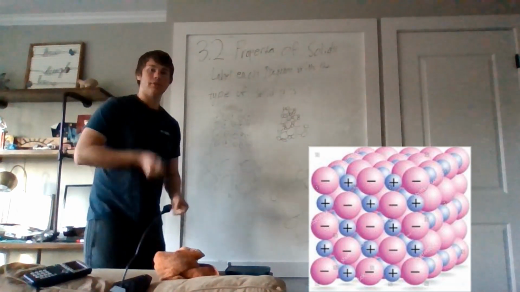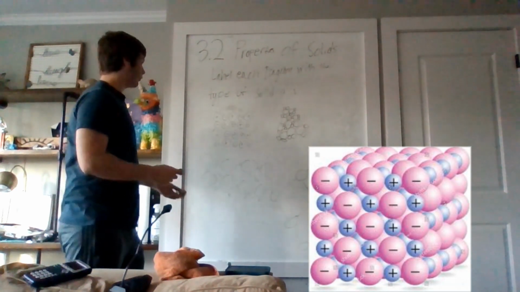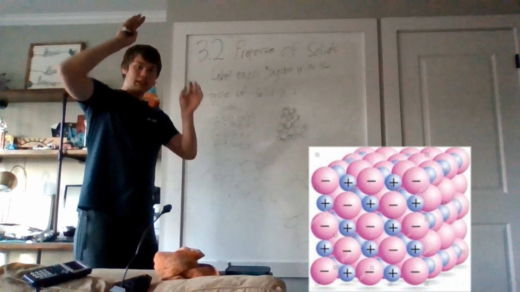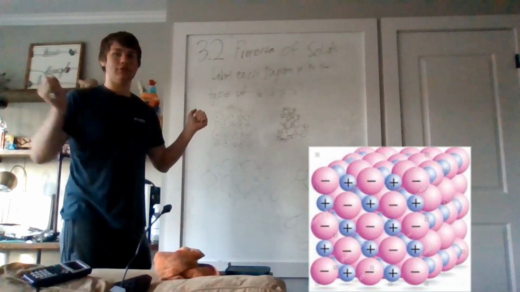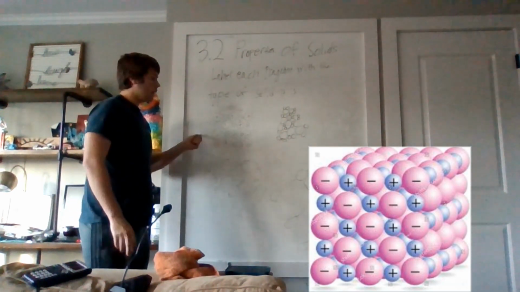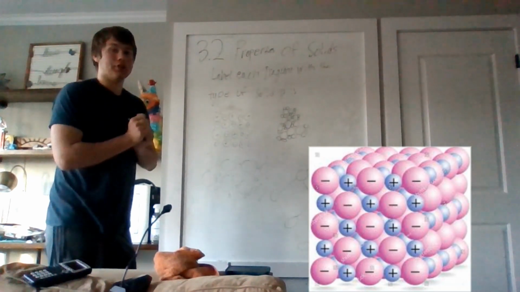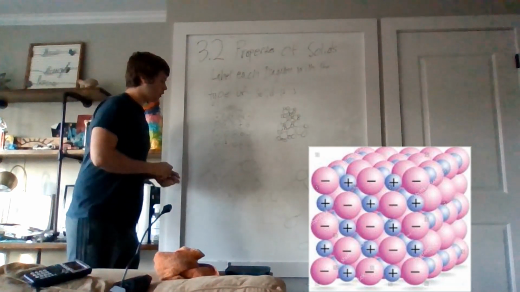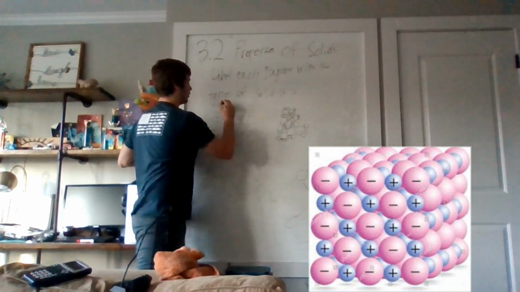Ionic compounds are very brittle because it's very easy for them to shift and cause them to repulse each other instead of attract each other, and they have a very high melting point due to their strong attraction to each other. So this is ionic.